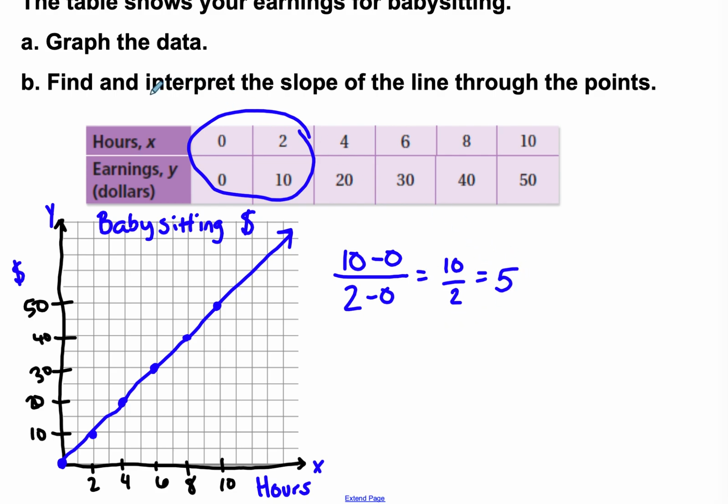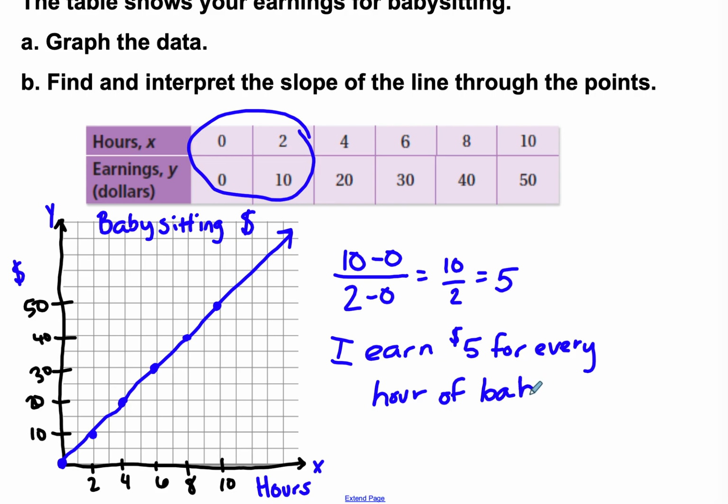I'm not done because it says to interpret, which means to explain. So what does 5 mean for this situation? Okay, so I'm going to write I earn $5 for every hour babysitting. That's actually my unit rate on this one. It's telling me how much for every hour.